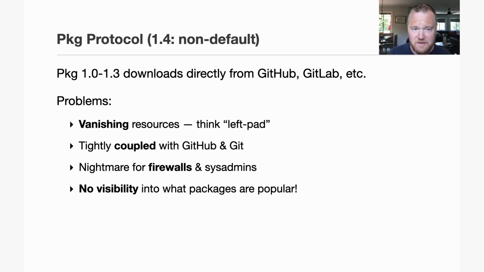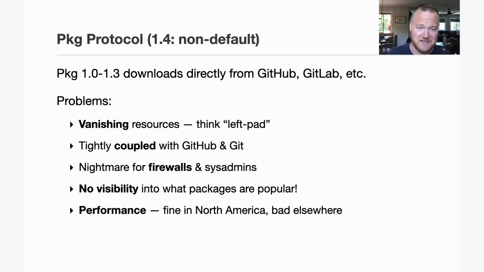Another issue is that we have no visibility currently into what packages are popular because they're downloaded directly from GitHub, usually as tarballs, and we don't get download stats on that because GitHub doesn't offer them. They offer limited clone stats, but most people don't clone packages as Git repos. They just download the tarballs because it's much faster. But then we have no idea what people are installing.